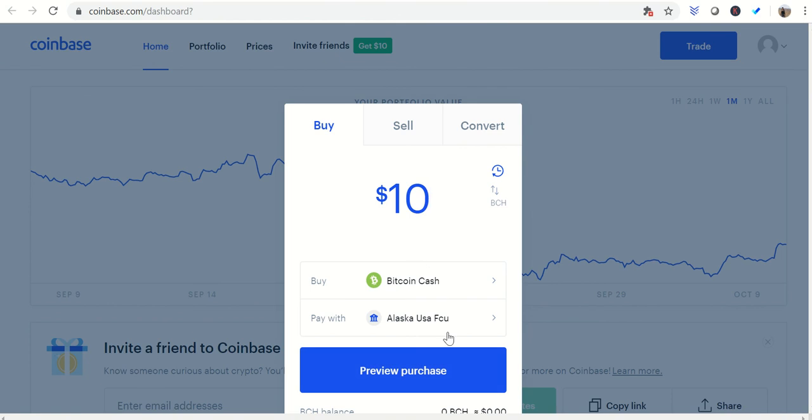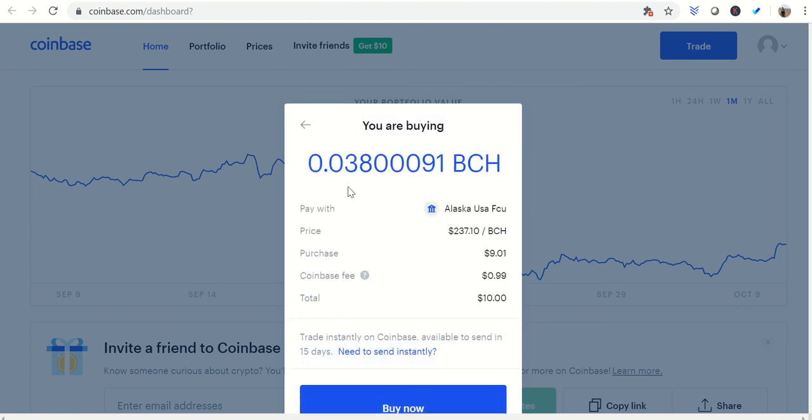So I want to buy $10 worth of Bitcoin Cash, preview purchase, and then it converts it for you. It tells you how much you're going to get for $10, which account you're paying with. So this is my bank account. The current price of Bitcoin Cash. So I'm paying over $10. The purchase is going to get me $9.01 after I pay a 99-cent Coinbase fee, and then you just hit buy now.